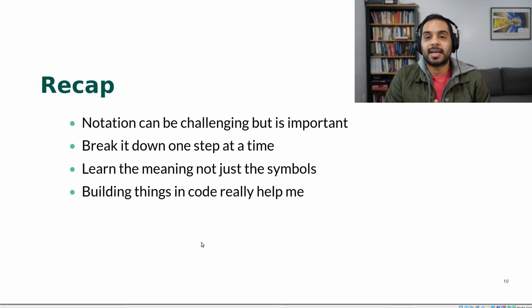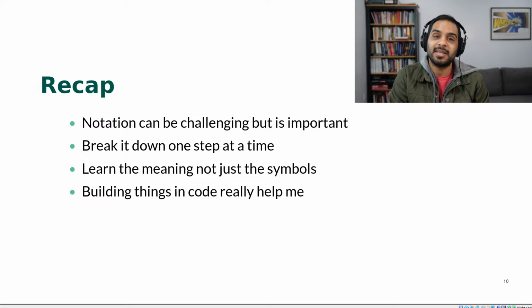So for our recap for our second part: notation can be challenging, but we should learn it, especially so we can communicate with each other. I would advise breaking it down one step at a time. A good way to do this is learning the meaning, not just what the symbols mean, so not just what theta or p is, but really what's the meaning behind these. And building things in code really helps me. That's my particular thing. It's actually one reason I really like being a computational statistician, is that I work best when I'm working with code. I struggle a lot when I'm working with pen and paper, so I tend to stick with code. It's another reason I picked Dynamax as this book club. Heavy bit of bias there.